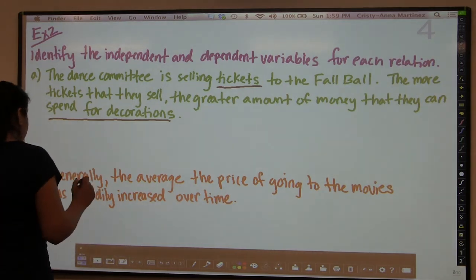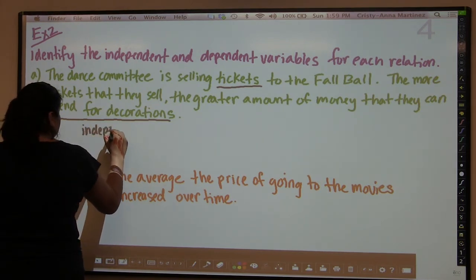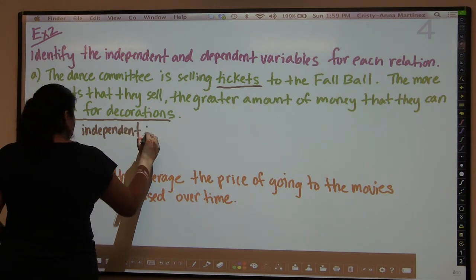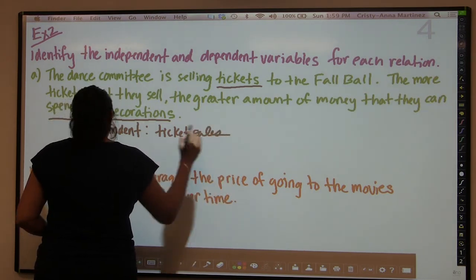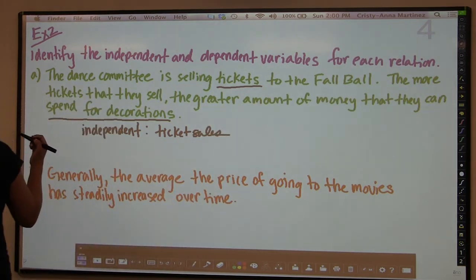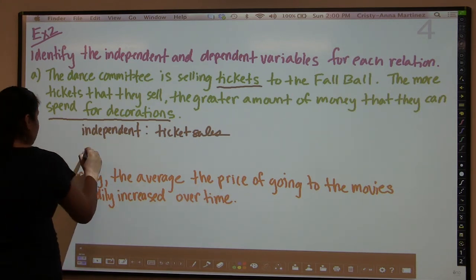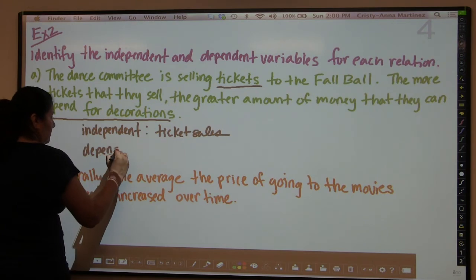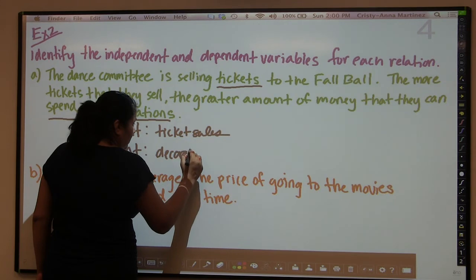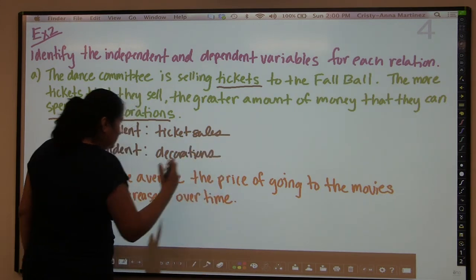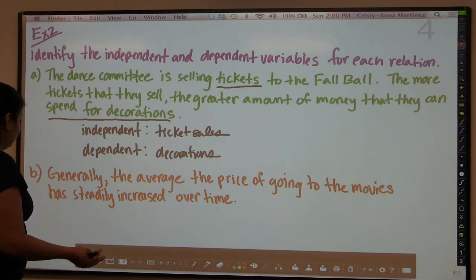So we would say, in this case, that the independent variable would be our ticket sales. The ticket sales seem to be independent of the decorations. But the dependent variable in this case, to abbreviate, is decorations. Because our decorations depend on how many tickets we sold. Okay? So, next one, same thing.